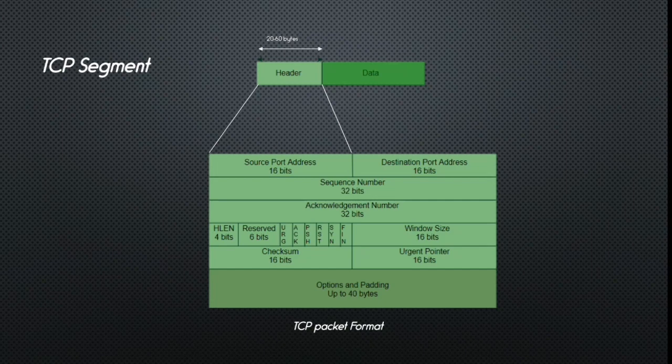Flags, control information like SYN, ACK, FIN, etc., for managing the connection. Window size, indicates the amount of data the sender can accept. Checksum, helps detect errors in the segment. Data, the actual payload being transmitted. A TCP packet is the combination of a TCP segment with IP header information.